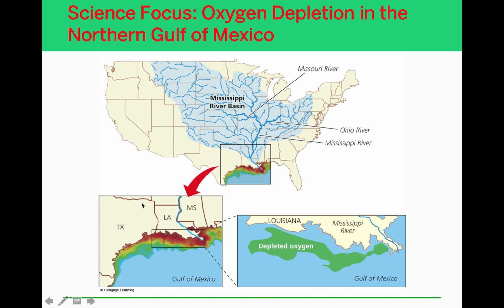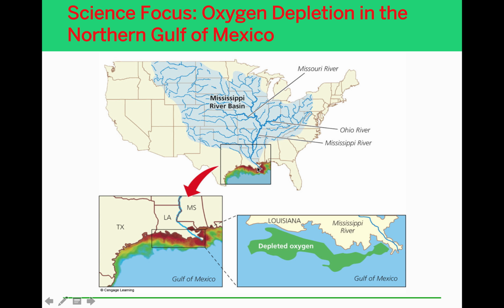So this is a big problem in the Gulf of Mexico. Here, this is the Mississippi River basin. As you can see, the Mississippi River is coming down here. This gray area is all of this land here in gray, which basically eventually drains into this Mississippi River that eventually drains into the Gulf of Mexico.